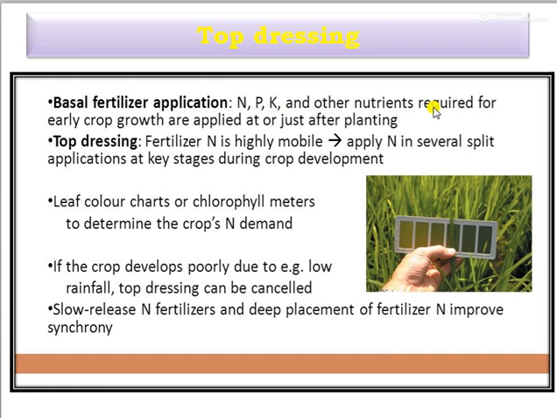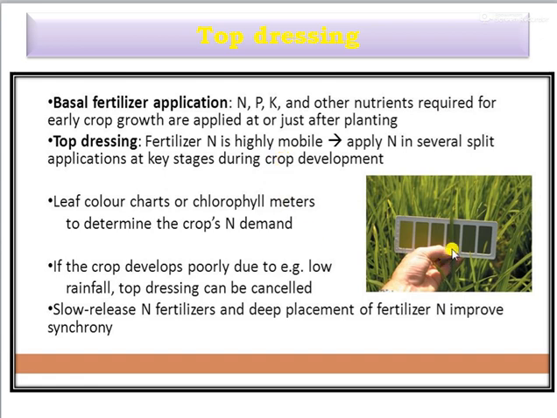Nitrogen is to be applied as per the need of the crop, and in two ways, that is as a basal nitrogen application and the top dress nitrogen. Basal application means the NPK and other nutrients are applied at early crop growth, at sowing or just after planting. The top dressing fertilizer is highly mobile nitrogen, applied in several split applications at key stages during crop development.